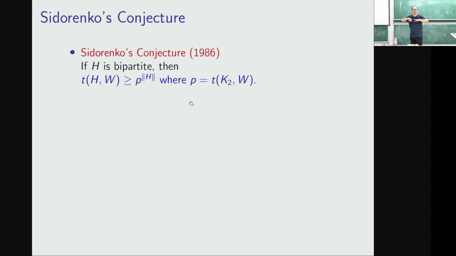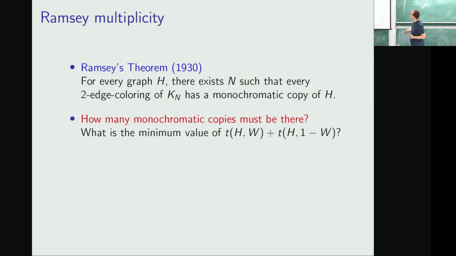I don't need a partition, I'm just looking at one color class and I find enough copies there. So it says that if I look at the red color class, I will find the number of copies given by the density of red edges. And if I look at the blue color class, I will find the number of copies given by the density of blue edges. So it's a stronger statement, so in principle it might be easier.